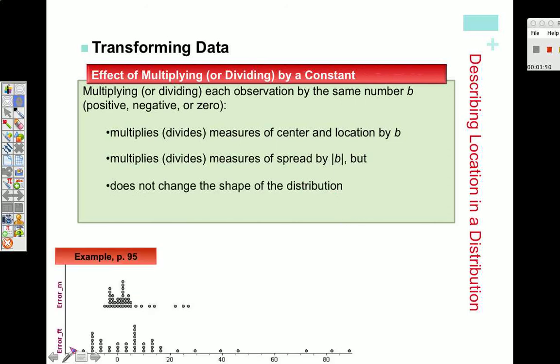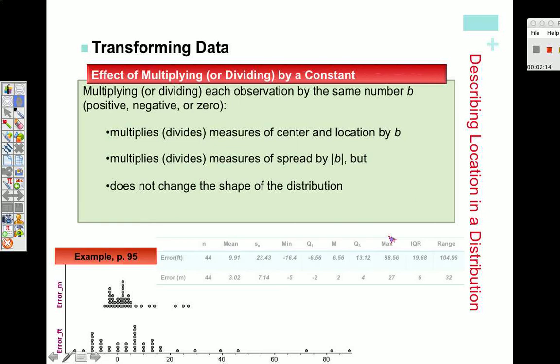So here we see the error in feet. Well, meters are bigger, so we're dividing by some number to convert to meters, and now we have the same basic overall shape, but it's just much tighter. Our data values got changed, our measures of spread also got changed, but the shape did not. And there's the numbers that we're using here.